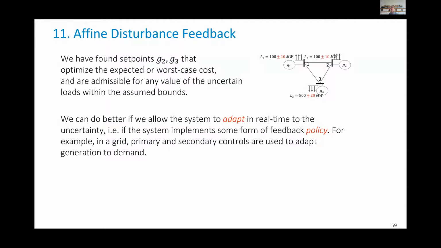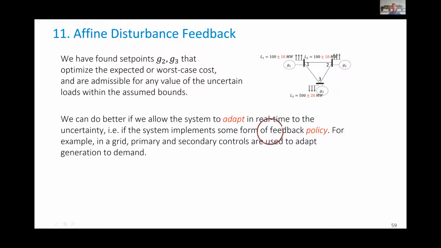So why did we do this somewhat technical excursion into duality and its beauties? Well, it is because it is quite widespread to use what is called linear control, or more precisely, affine disturbance feedback control. What is this?